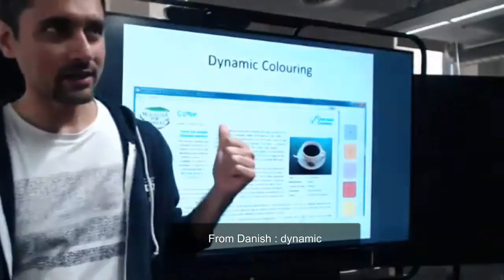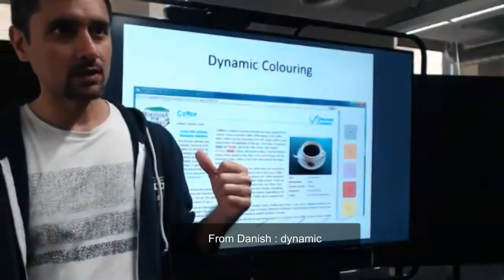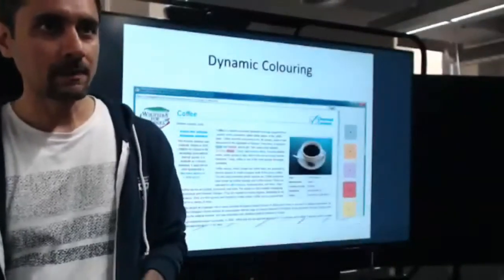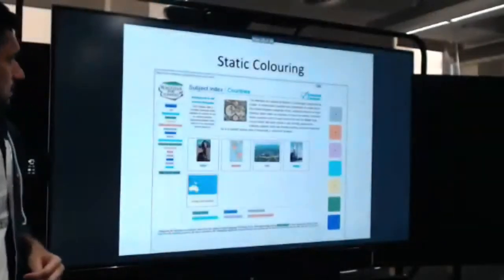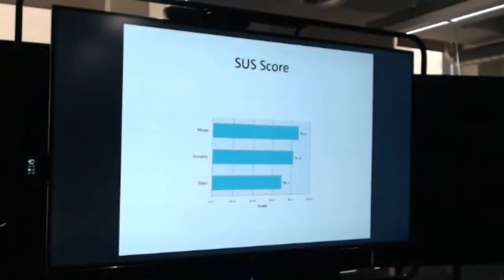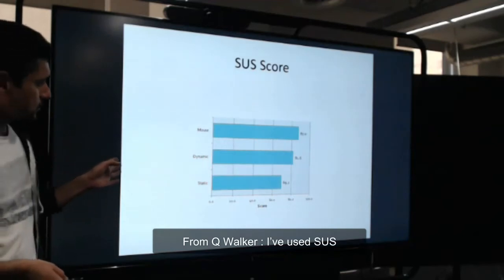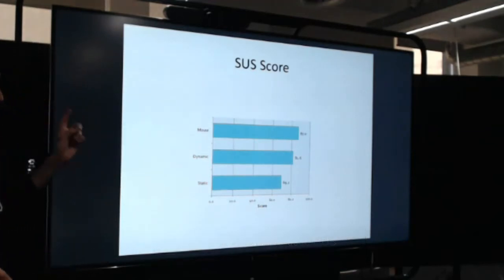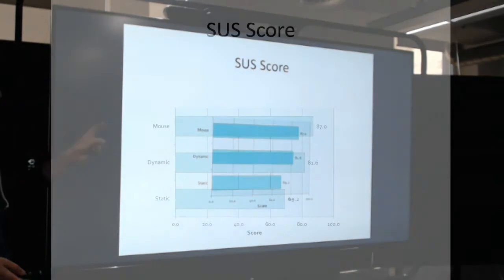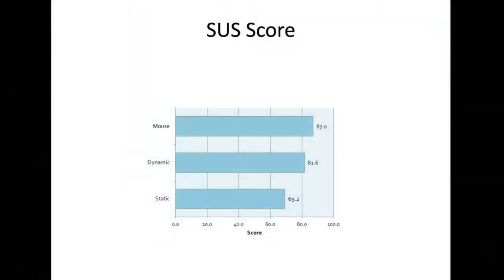So we had, I think, 24 participants for the study, and the results. So this is the usability scale score. How many of you have used this in your research? Yeah. So really popular tool, really useful, I feel. So the SUS scores for the mouse, dynamic. So the mouse was the clear winner. Dynamic came second. Static came last.